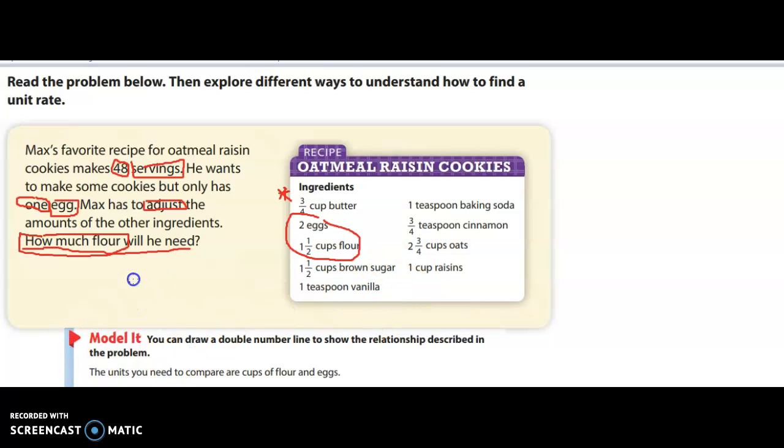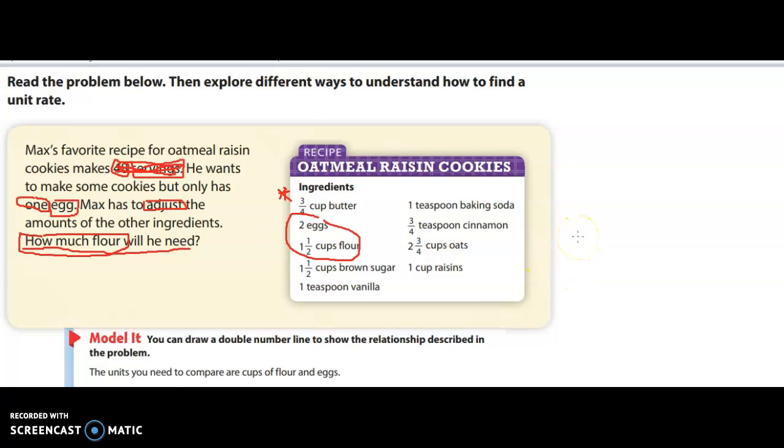And looking back at our problem, if we're just talking about eggs and flour, we don't really need to know the amount of servings, because it's not asking us about that. If it was asking how many servings it would make, then that would be important. But right now, we're just worried about how much flour we're going to need. So that's our important information, that we have one egg, we're going to have to adjust stuff, and now we want to know how much flour. So if we're looking for this information, we need to know our original information. So that's really all the stuff that we need.